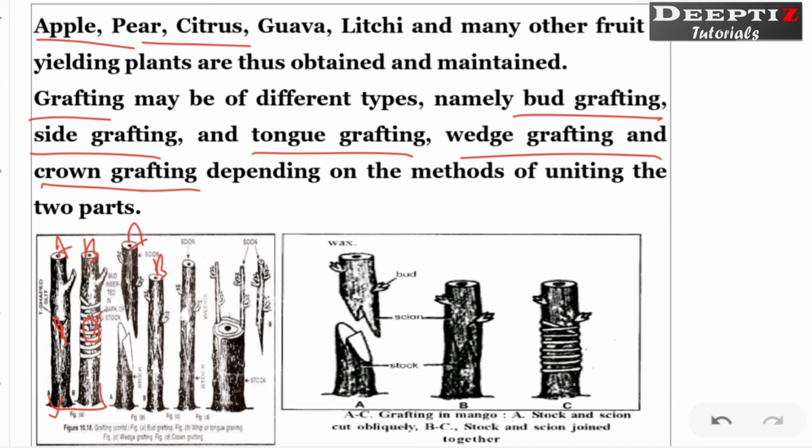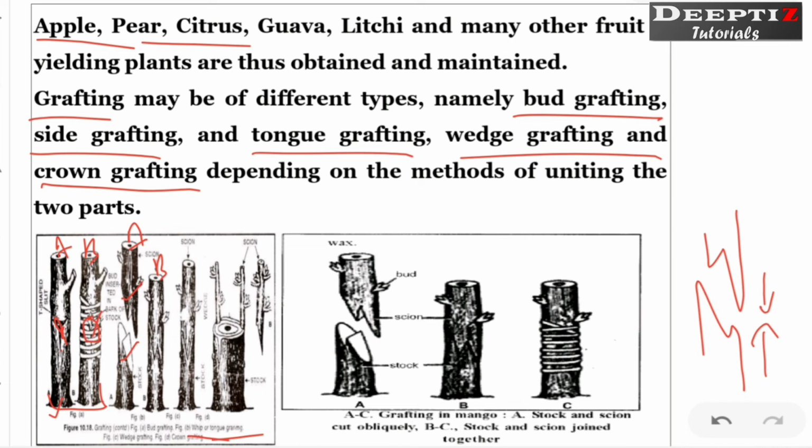And the second one is whip or tongue grafting. Now what does whip mean? See, you can see this part, the stock and scion are cut in a tongue shape. So one will have this shape and another is going to have this shape. You can understand that when these two come closer, they can be fixed. This type of cut we call whip or tongue.